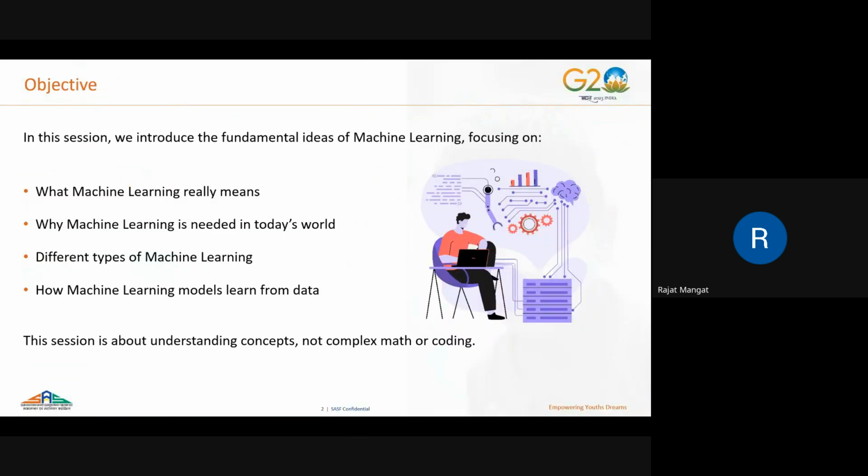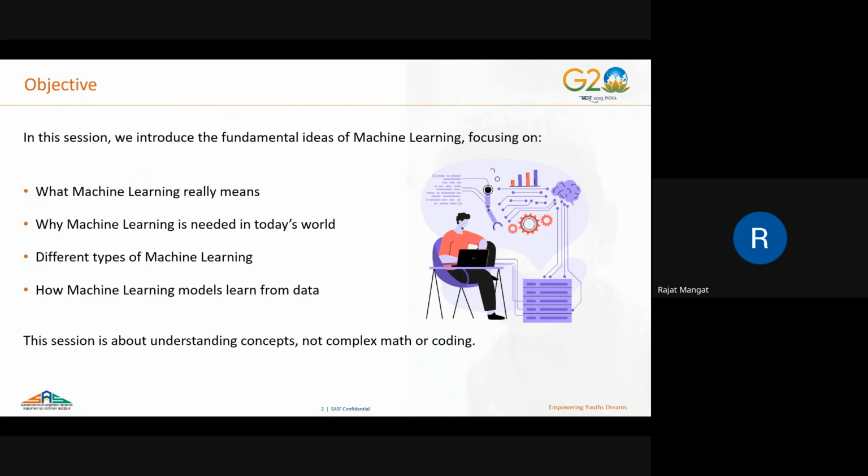The objective in today's session will be as follows. In this session, we will know about the fundamental ideas of machine learning, what machine learning is, and a brief overview about it, by focusing on what machine learning really means, why machine learning is needed in today's world, different types of machine learning, and how machine learning models learn from data. We will cover all these topics in this session.